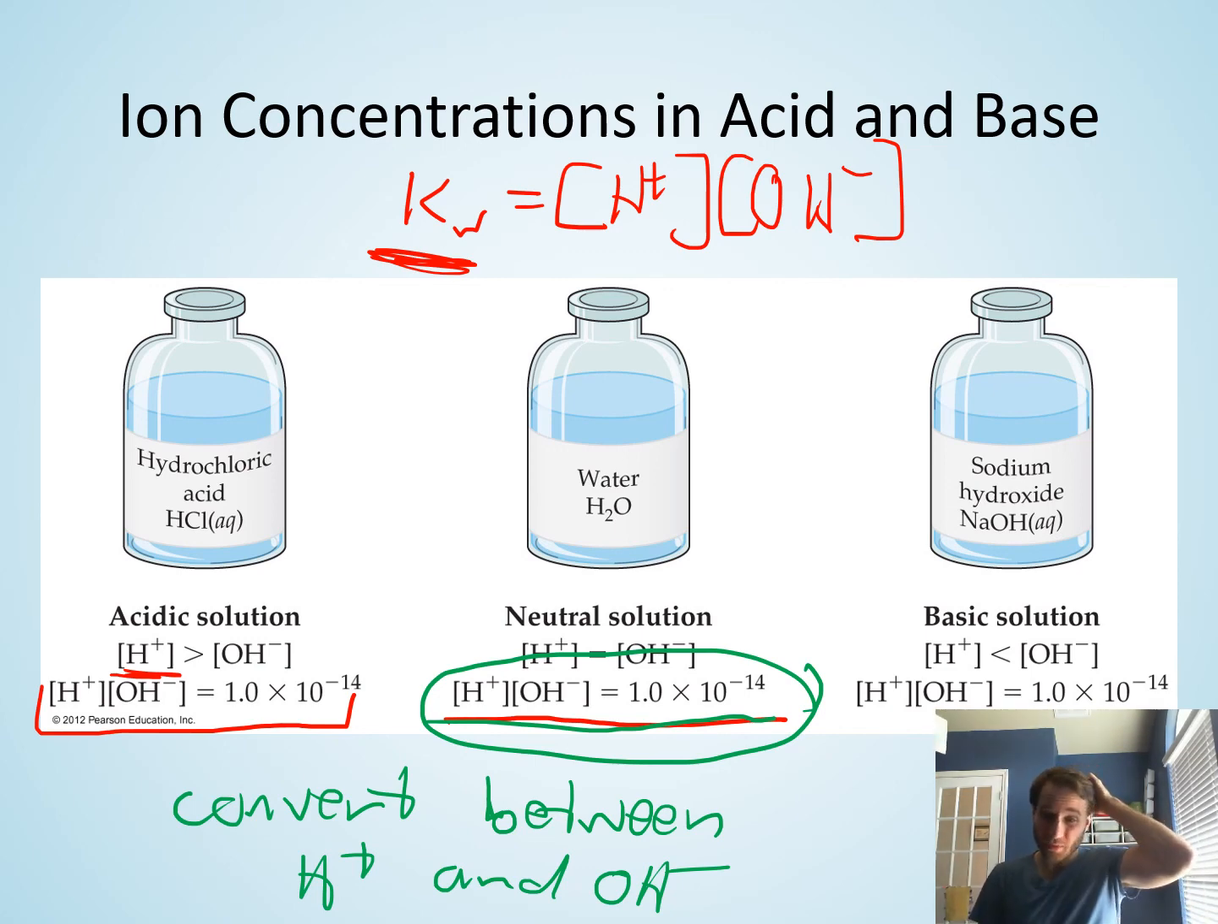No matter what you add into that water, the concentrations of H plus and OH minus always have to multiply together to get 1 times 10 to the minus 14. So I can always use that relationship to convert between the concentrations of H plus and OH minus.